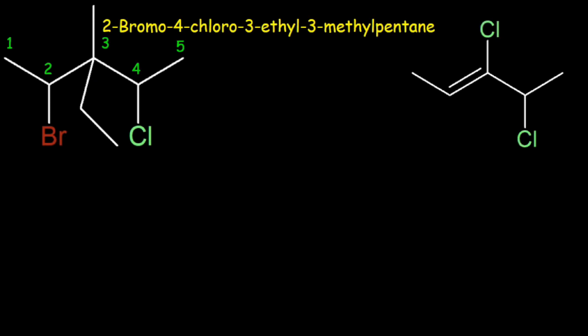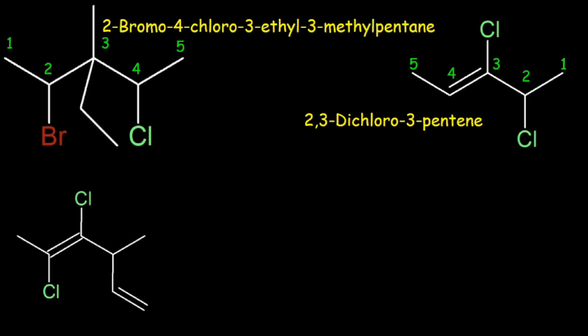Now in this molecule, a double bond is present. This is not an alkyl halide but an alkenyl halide because a double bond is present in the molecule. So number the heading part, but numbering would be given to the heading part so that the halogen atom gets the lower locant. 1, 2, 3, 4, and 5. It means the double bond does not get preference over the halogen atom, but the halogen atoms get preference over the double bond. So the name of the molecule would be 2,3-dichloro-3-pentene.